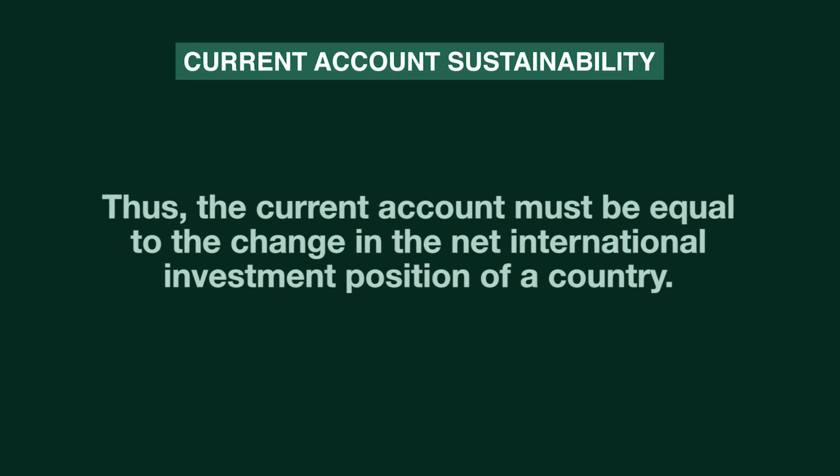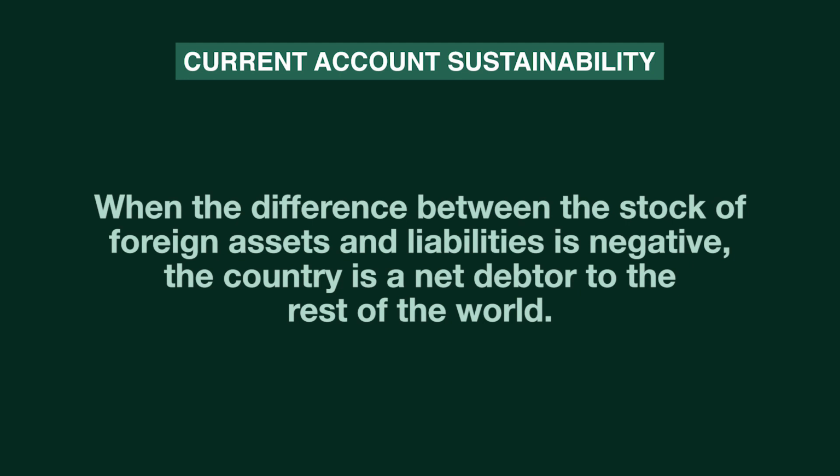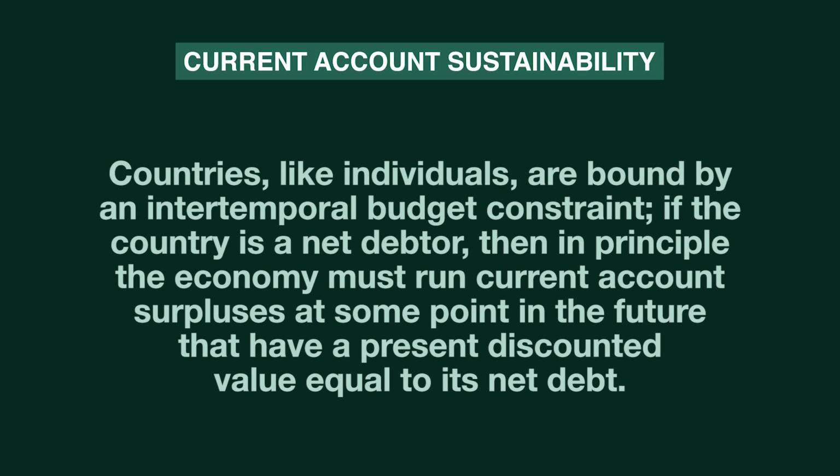Thus, a current account deficit will be termed as running down of foreign assets or accumulating foreign liability by the country. Now, the current account must be equal to the change in net international investment position of the country. Mind you, if we add the balance of all the countries together, it must be equal to 0 because borrowing and lending must be equal across the world. When the difference between the stock of foreign assets and liabilities is negative, the country will be a net debtor to the rest of the world. In the other case, if the country has a stock of assets and liabilities that is positive, that means the country is a net creditor to the world.